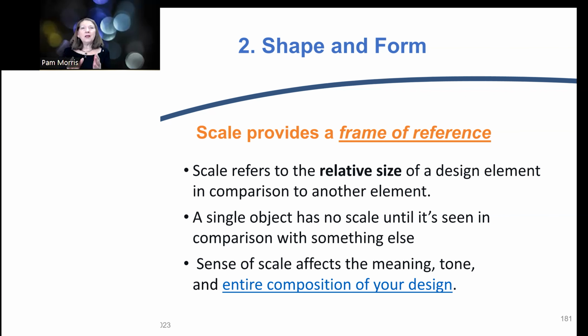So it's something that we're often unaware that we're being communicated to, but if you're consciously trying to design an image to make it have a wow factor, then it's something you need to think about. So the sense of scale affects the meaning, tone, and the entire composition of your design, and it's something that you need to be conscious of when you're actually taking the image.